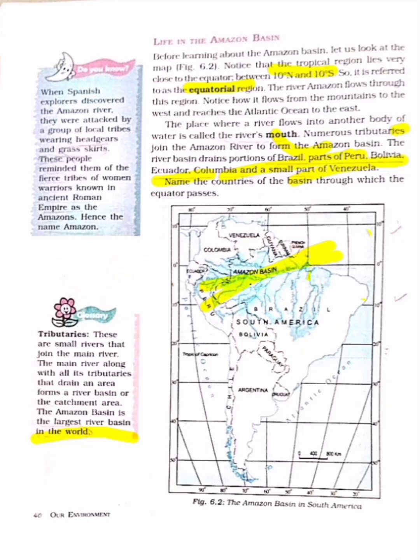When Spanish explorers discovered the Amazon River, they were attacked by a group of local tribes wearing headgears and grass skirts. These people reminded them of the fierce tribes of women warriors known in the ancient Greek Empire as the Amazons, hence the name Amazon. This is the story behind the name Amazon. Can you comment how many countries are in South America?